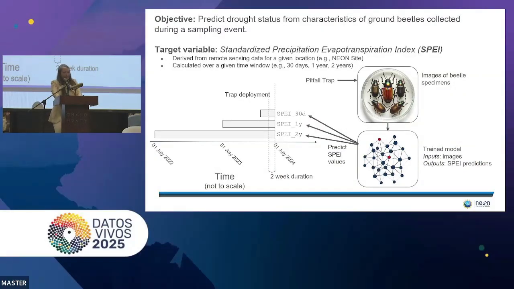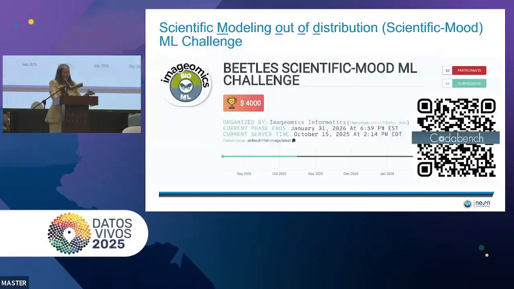Using the beetle image data set that was created, we currently have a published machine learning challenge where we are challenging folks to create machine learning models to see if they can predict drought status at the collection time of the beetle from the beetle images themselves. For example, we've made available the individual beetle images along with some collection metadata and the standardized precipitation evapotranspiration index, or SPEI, which was calculated at 3 time windows before that beetle's collection: 30 days, 1 year, and 2 years.